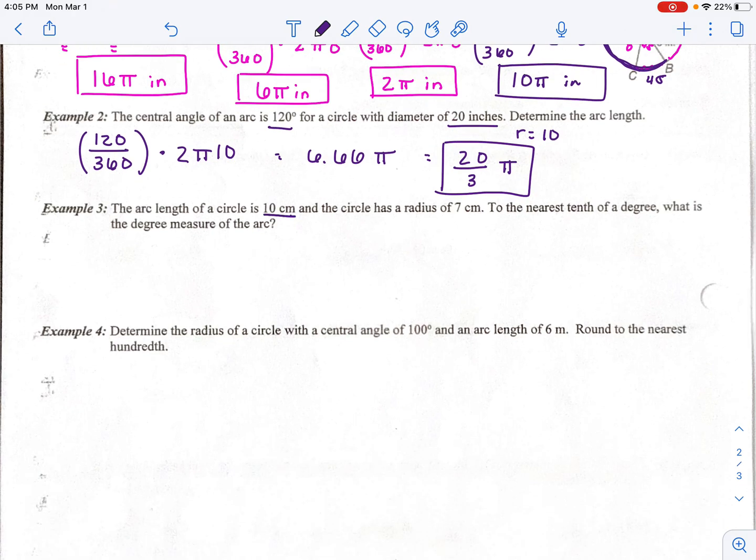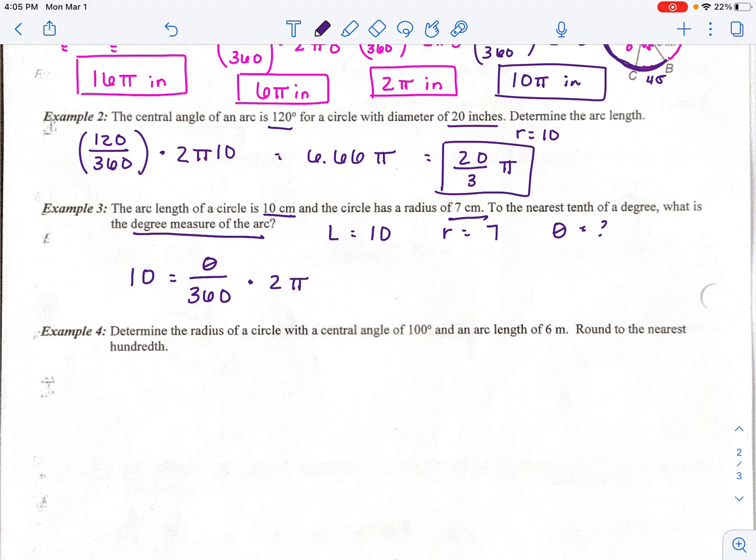All right, this one says the arc length is 10 centimeters. The circle has a radius of 7. To the nearest degree, what is the measure of the arc? So we're kind of working backwards here. We know that my arc length equals 10. My radius equals 7. We have no idea what that theta is. So if I plug into my equation, I've got 10 equals theta, which we don't know, over 360 times 2 pi, and then 7.